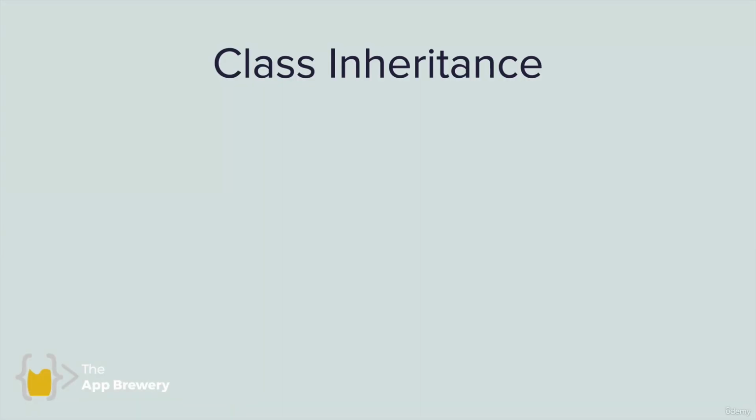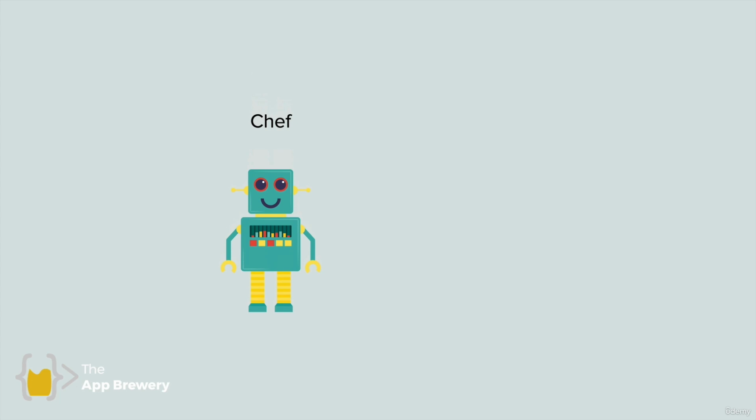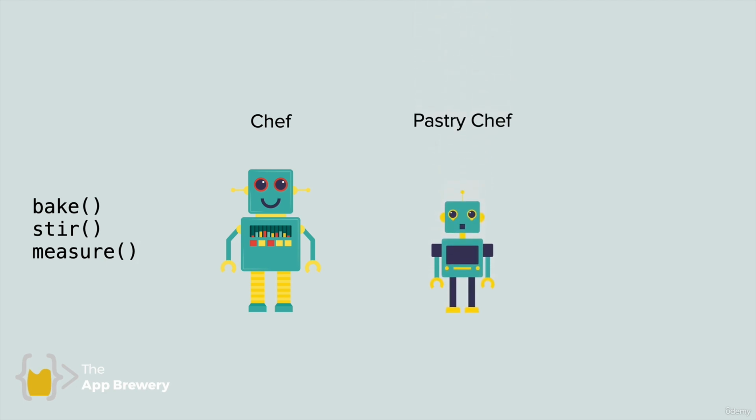Let's talk about another feature of object-oriented programming that's really handy, and it's something that we call class inheritance. How does this work? Well, let's say that you code up a robot chef and you give it a bunch of functionality, like you tell it how to bake, how to stir, how to measure, and then at some point you decide, actually, in my restaurant I also need a pastry chef. Now, this pastry chef will need to know some of the things that a chef knows how to do, but it also needs something extra. So you don't want to create this pastry chef entirely from scratch.